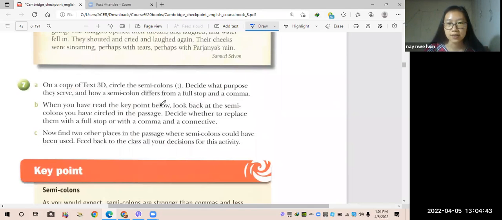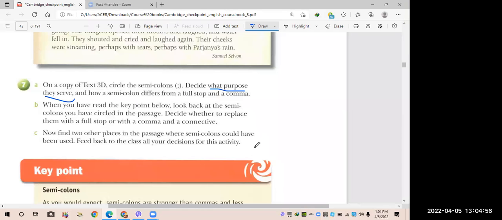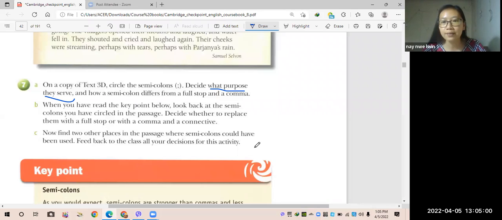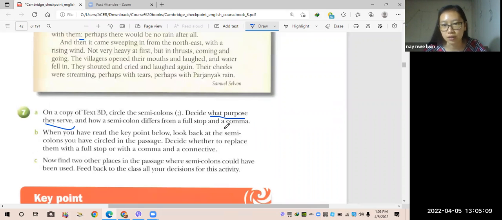So have you got the answers for this question? Everyone, have you got the answers for the first part of the question, A? Yes. Okay, so how about the second part of the question? How does a semicolon differ from a full stop and comma? How do they differ from each other?